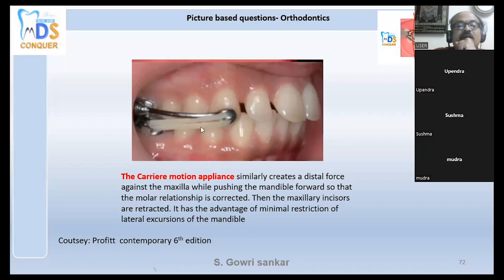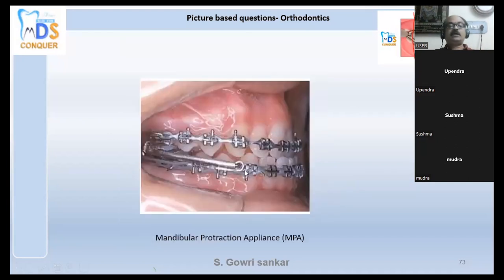So all the remaining ones push the mandible forward, whereas this one pulls the mandible from anterior to backward. Others will push the mandible from back to forward. This is called the Carrier Motion appliance. There is no direct attachment between the upper and lower except by way of elastics. And we have the same thing, small rod and hook, mandibular protraction appliances.